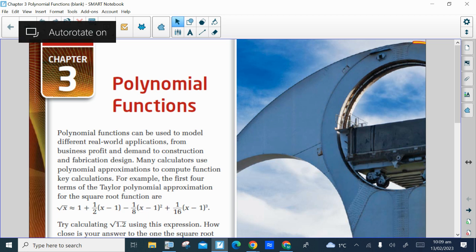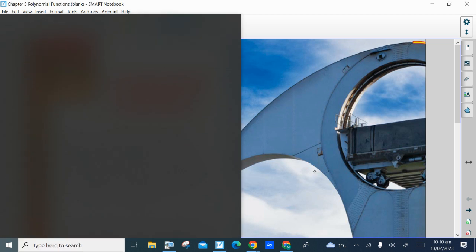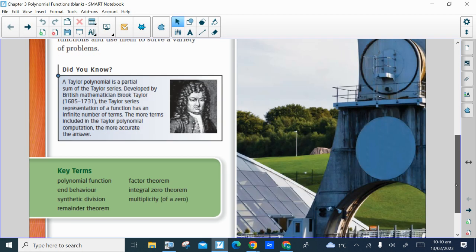So, this is the third chapter of Unit 1. After this chapter, you'll be writing your first big unit exam. You only have 4 of them to write in this course. So when we're done this chapter, it'll be the first unit exam. So we're going to learn about polynomial functions.